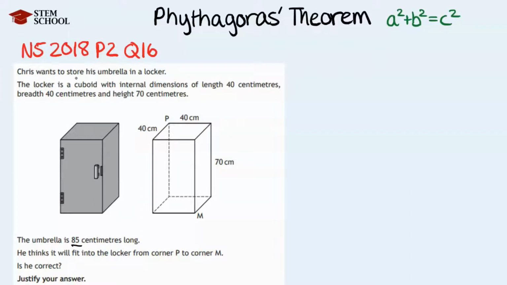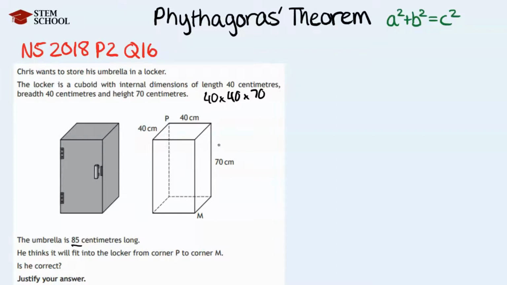So we were told that Chris wants to store his umbrella in a locker. The locker is a cuboid with internal dimensions 40 by 40 by 70 centimeter height, okay? So the umbrella is 85 centimeters long, and he thinks it will fit into the locker from corner P to corner M. Is he correct? And we have to justify our answer.